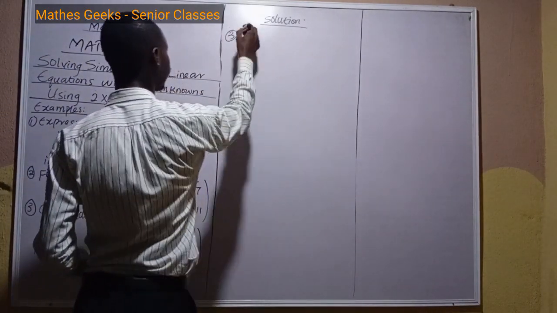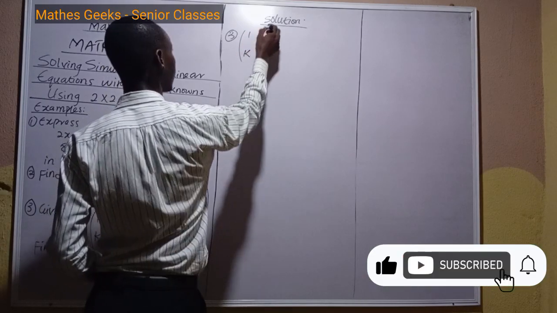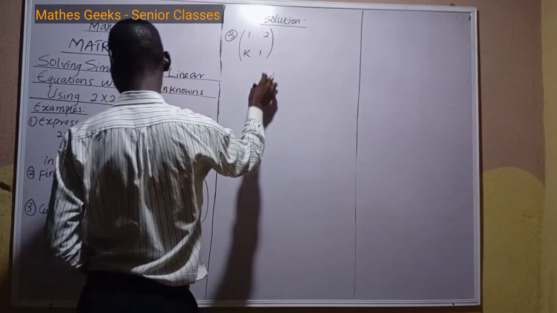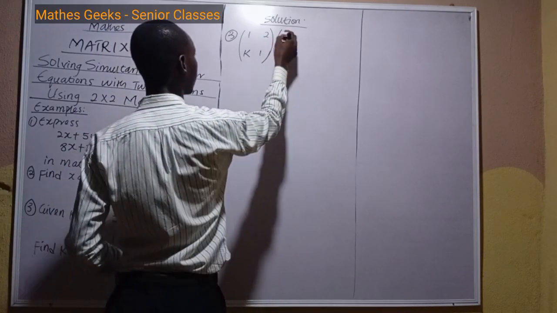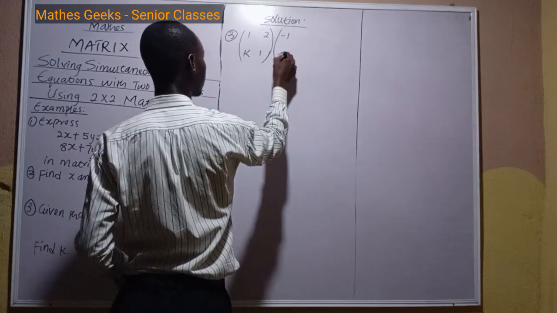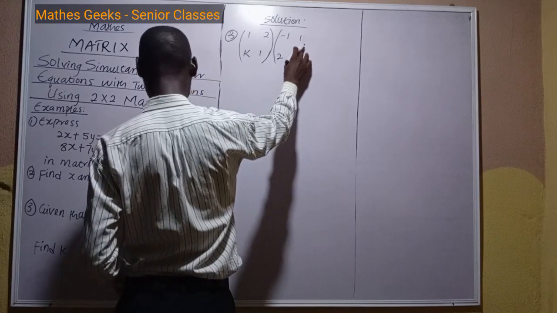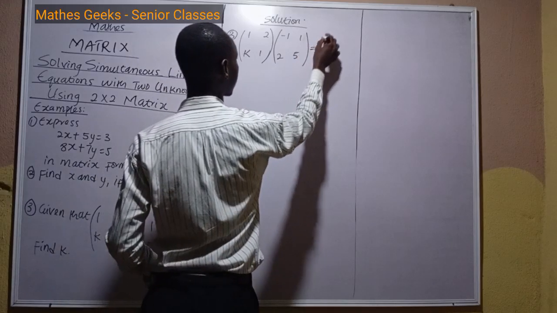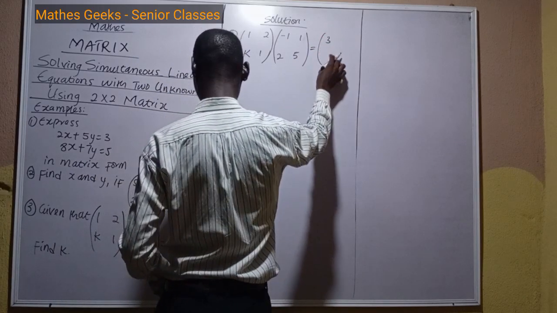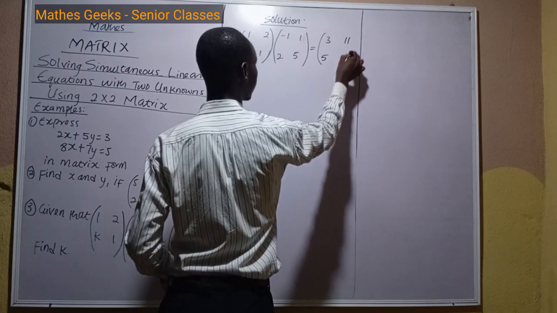Number 3. Given that the matrix 1, 2, k, 1 times the matrix minus 1, 1, 2, 5 equals the matrix 3, 11, 5, 2.